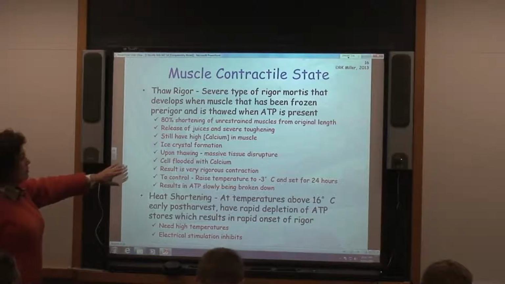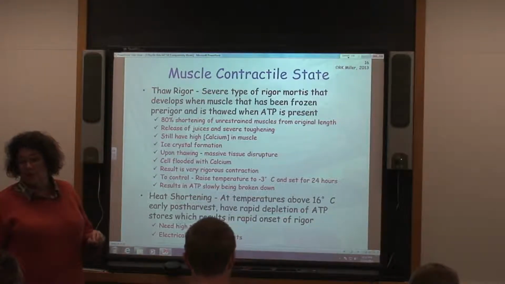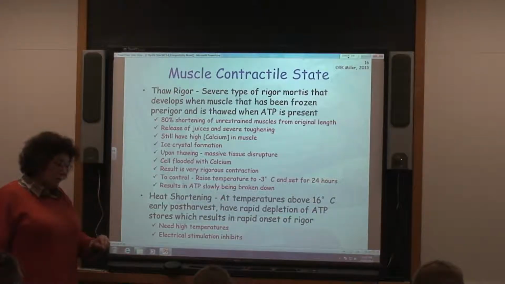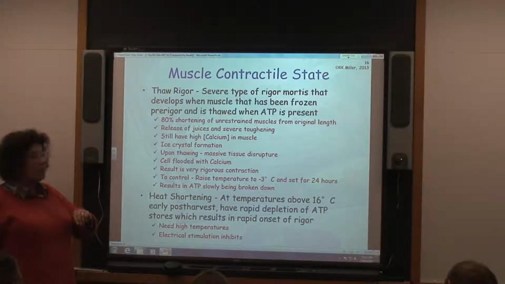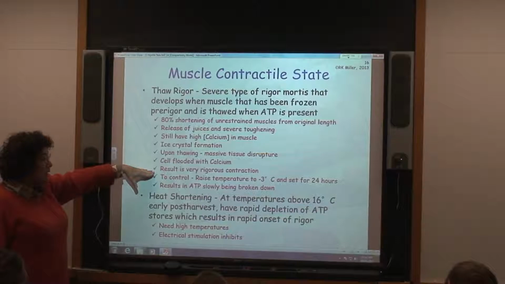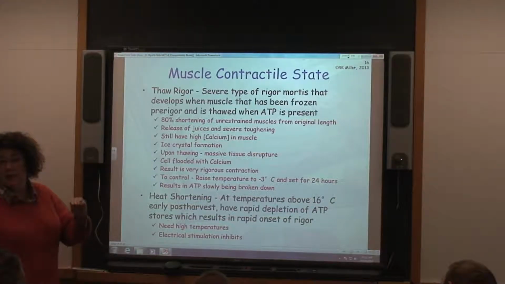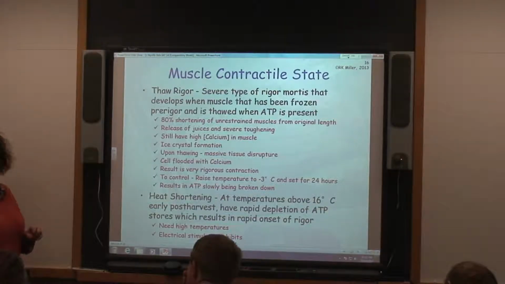With thaw rigor, what happens, we have even more calcium release because the muscle is frozen prior to having ATP dissipated. So when it's thawed out, then we still have ATP available, but because during freezing we have ice crystal formation, the only way not to have ice crystal formation is to freeze it at -80 in liquid nitrogen. Right, and to freeze it very rapidly. Well, that doesn't really happen.